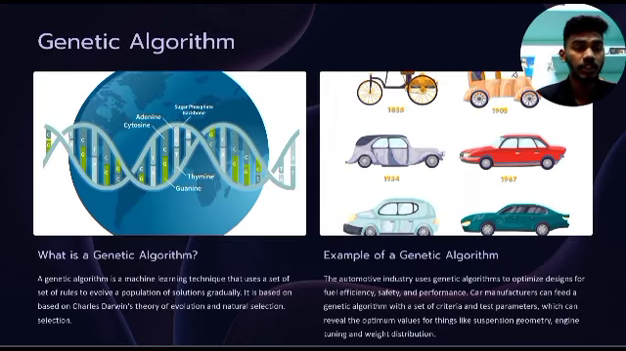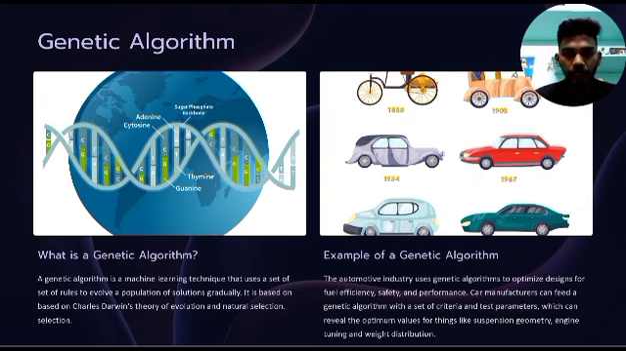And the next learning method is genetic algorithm. Genetic algorithm is a machine learning technique that uses a set of rules to evolve a population of solutions gradually. It is based on Charles Darwin's theory of evolution and natural selection. You can see one example of genetic algorithm.